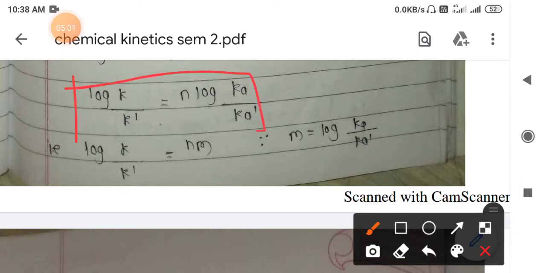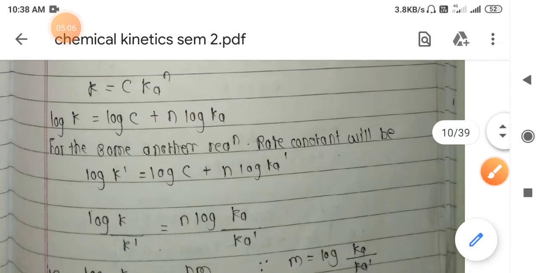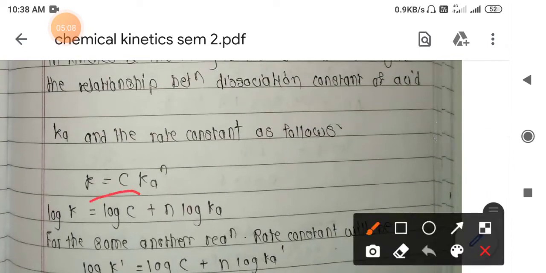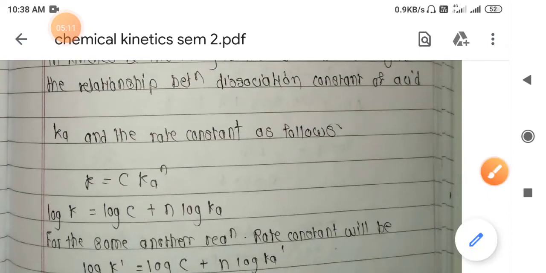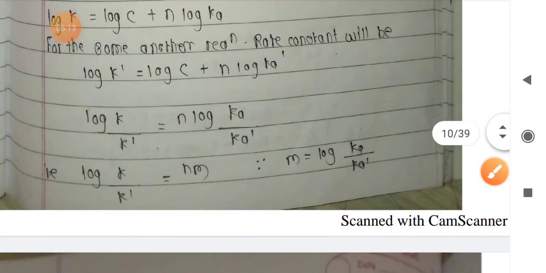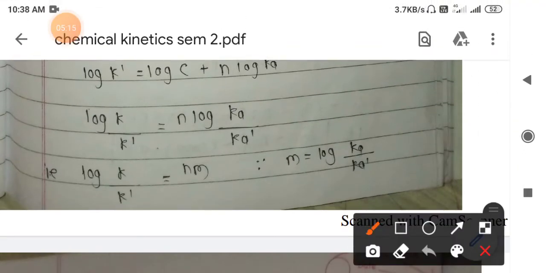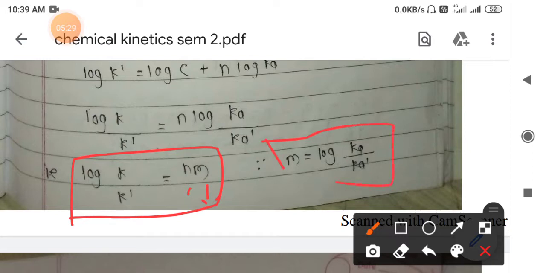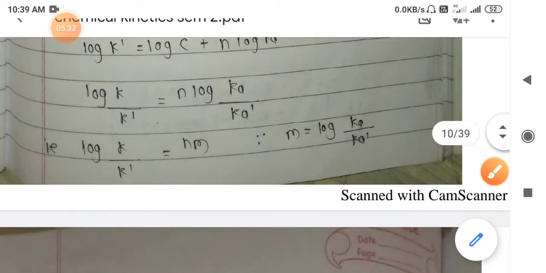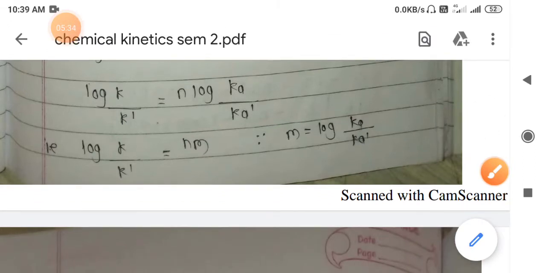Log of k upon k dash is equal to n into log of k upon k dash, because this log c is again a constant for both of these reactions. So finally we can have the equation of the form log k upon k dash, the ratio of rate constants, is equal to n into some another constant m, where m is called the ratio of dissociation constants. So capital K is there.